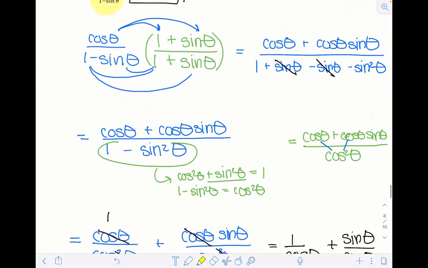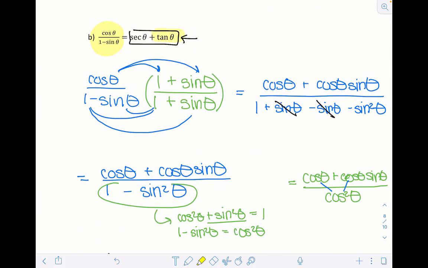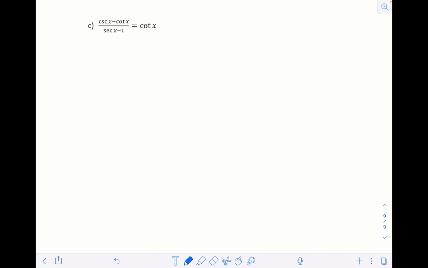And this is what we were trying to get. So we've shown that the left side is in fact equal to the right side. Now let's try one more identity example.